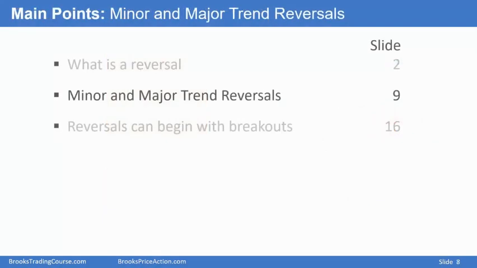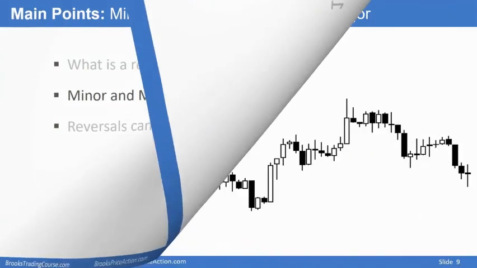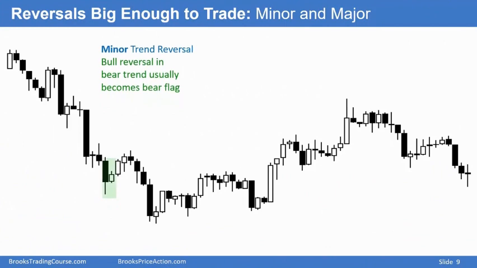I want to distinguish between minor and major trend reversals. I think that is very important. A minor trend reversal, for example, a bull reversal in a bear trend, usually becomes a bear flag. We have a bear trend and we are reversing. Can this be the start of a bull trend? Not likely. When the bear channel is tight like this, usually the first reversal up becomes either a bear flag, which this was, or it becomes part of a trading range.